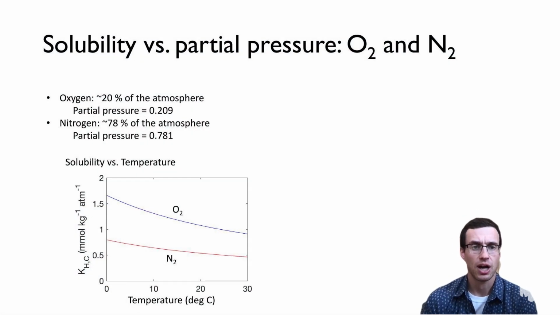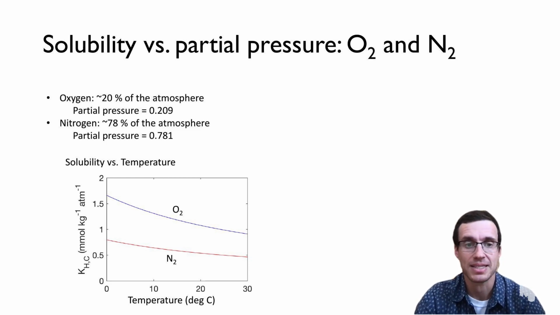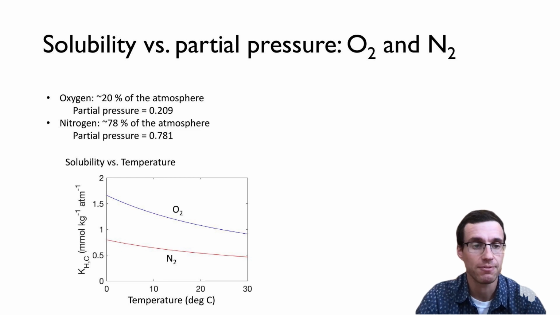So just to talk about this solubility versus partial pressure again, talking about oxygen and nitrogen. Oxygen is about 20% of the atmosphere, 20.9% really. Nitrogen is about 78% of the atmosphere. But if you look at the solubility versus temperature, oxygen is in the blue line up above and nitrogen is in the red line. Oxygen is about twice as soluble at any given temperature than nitrogen.